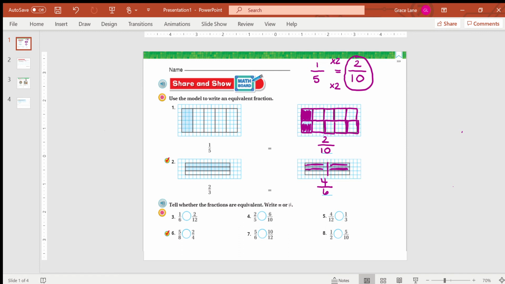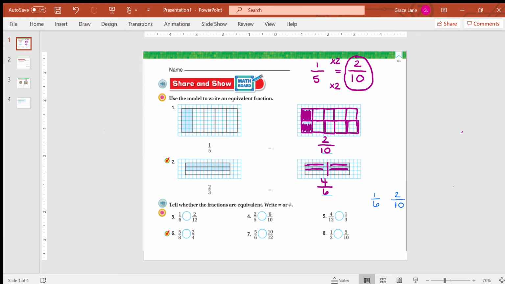So jump down to number 3. There's not a ton of room down here, but I'll kind of show you what I mean off to the side. So it says, tell whether the fractions are equivalent. Write equals, or that symbol with the line through it means not equal. So number 3, I'm going to write it off to the side so you can see 1 over 6 and 2 over 12. You have to decide if they are equal or not.